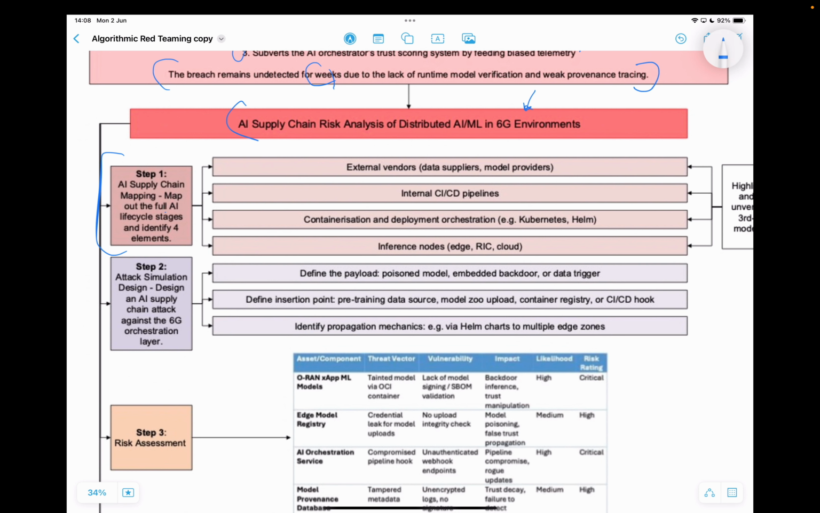So I need to map out the full AI lifecycle stages and the identity, and I need to identify these 4 key elements. The first one is the external vendors, the data suppliers, the model providers. The second one is the internal CI/CD pipelines. Third is the containerization and deployment orchestration, so for example, Kubernetes, Helm. And the fourth is the inference nodes, the edge, RAN, cloud.